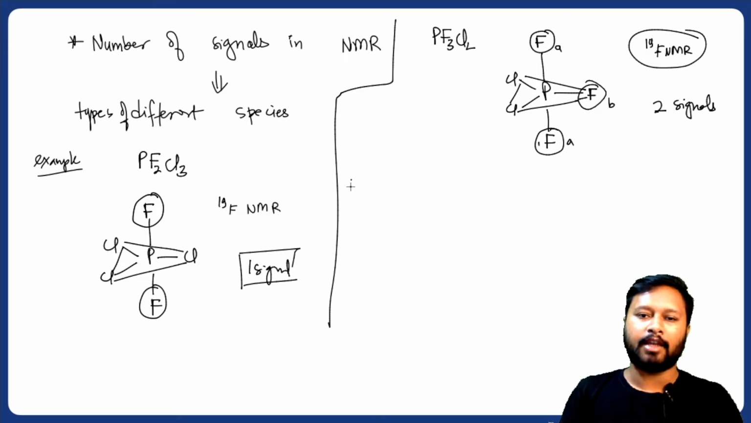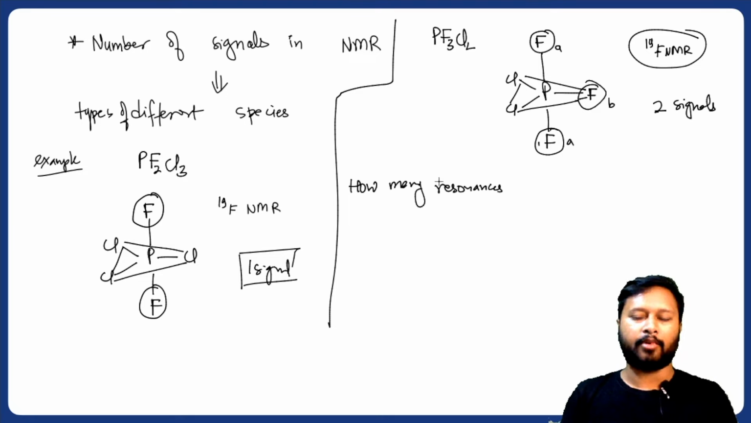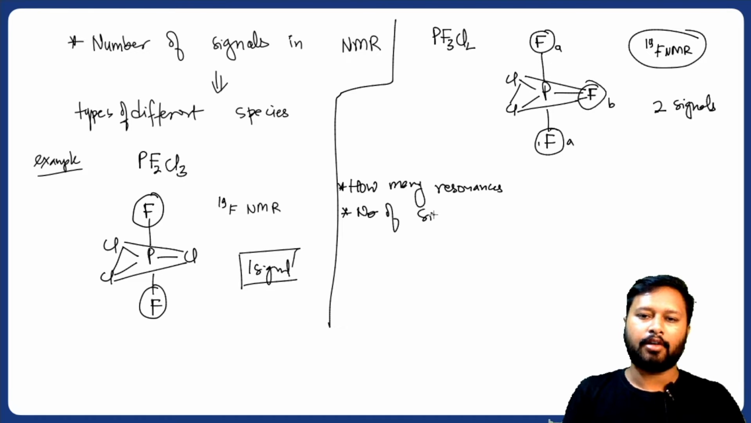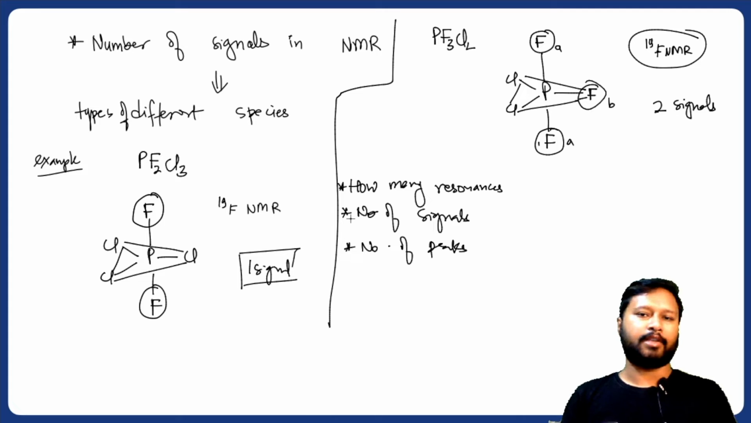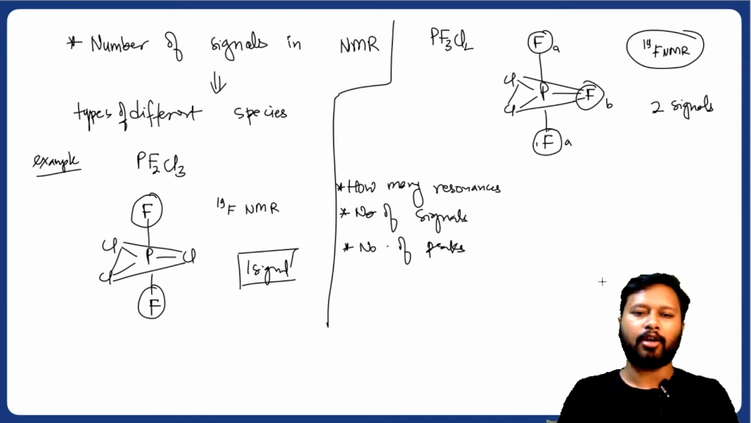Sometimes it is also asked how many resonances. Okay, so that's also the number of peaks, and if it is asked the number of signals, then of course that is the same thing. So if any of these is asked, then you just have to tell how many equivalent species are there, and depending upon that you tell how many signals you are going to get. Now quite a similar thing you are going to see when you have facial and meridional isomers.